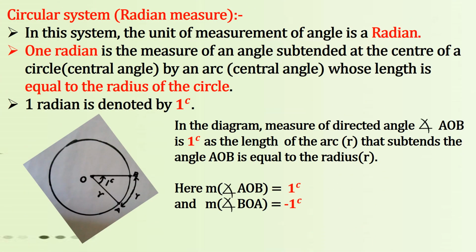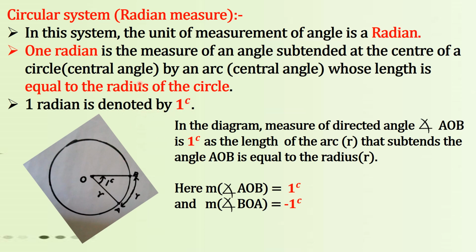Next one, the second system, the circular system or radian measure. In this system, the unit of measurement of angle is a radian. Now, 1 radian is the measure of an angle subtended at the center of a circle by an arc, that is, the central angle, whose length is equal to the radius of the circle. 1 radian is denoted by 1 raised to small c.